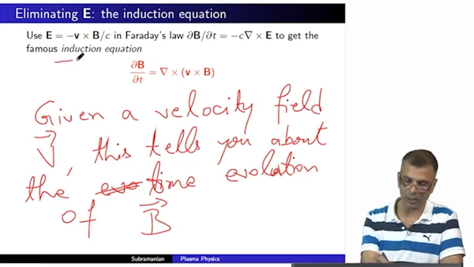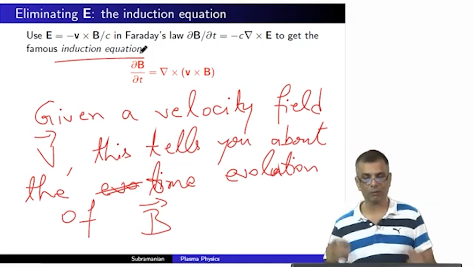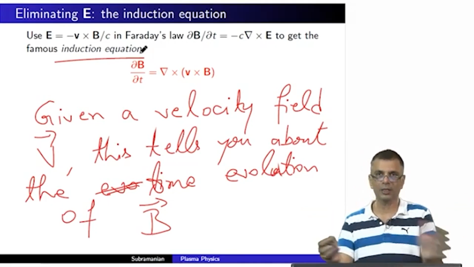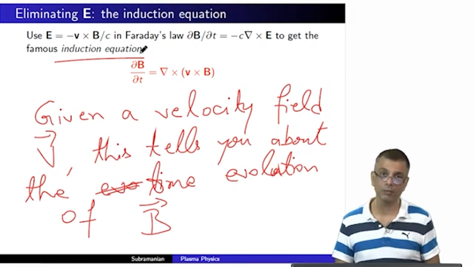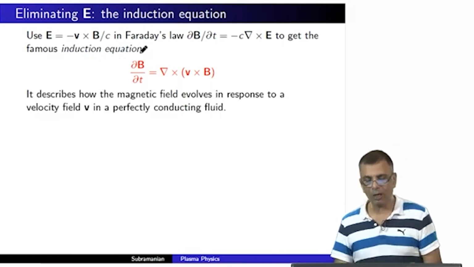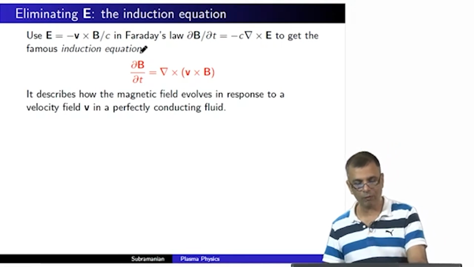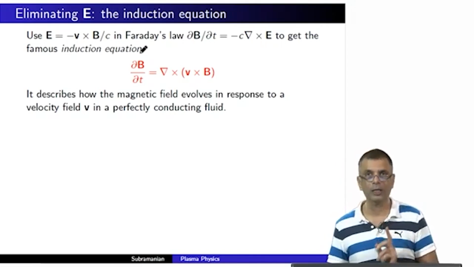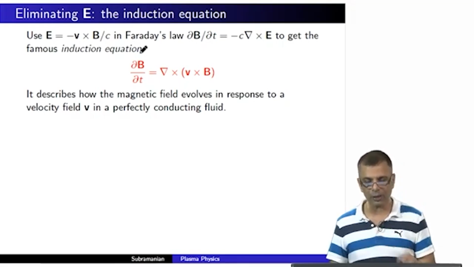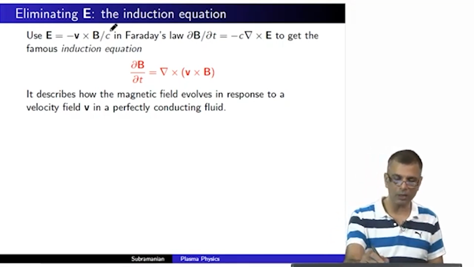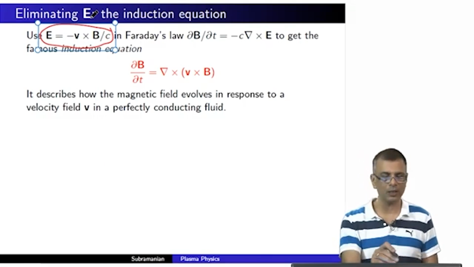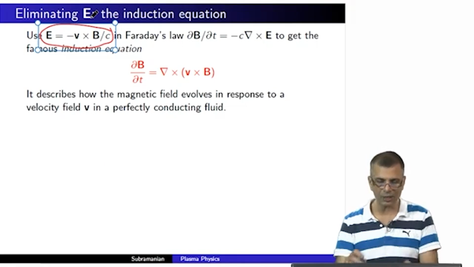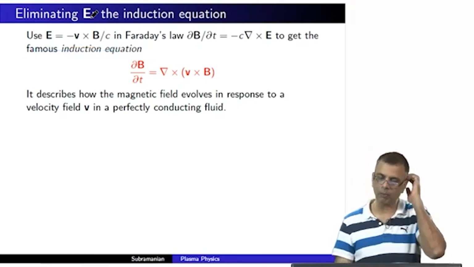It is very, very basic in MHD, and many times when you see the equations of MHD written down, they just start from the induction equation, assuming that you know, right. So, it is important to know where the induction equation came from, and this is where it comes from. It describes how a magnetic field evolves in response to a velocity field V, of course, in a perfectly conducting fluid. Why a perfectly conducting fluid? Because this thing, E equals minus V cross B over C, applies only to a perfectly conducting fluid. If a fluid is not perfectly conducting, this does not apply. So, as such, the equation as it stands applies only to a perfectly conducting fluid.